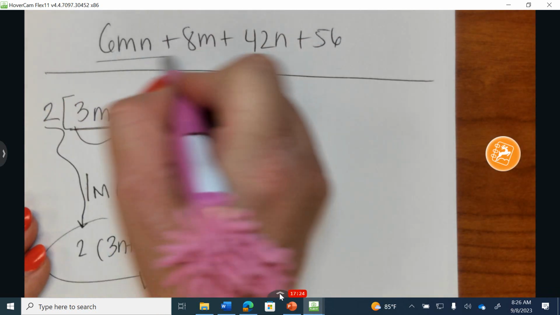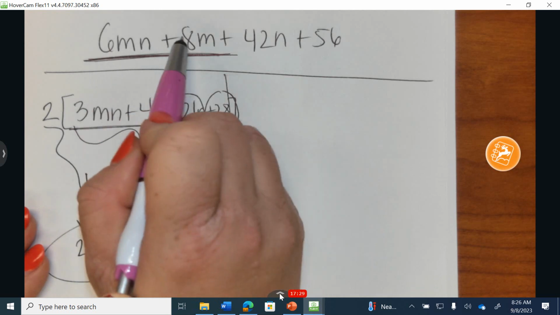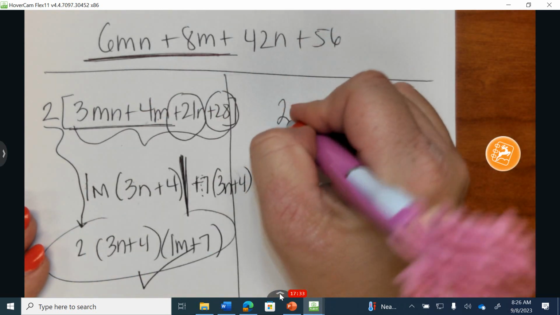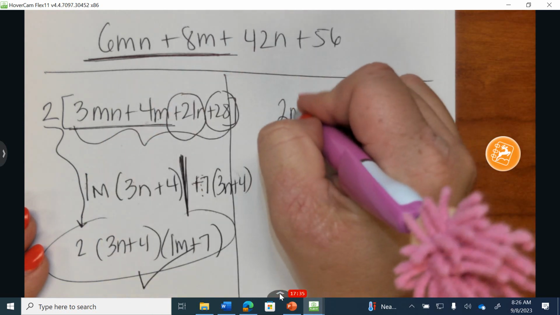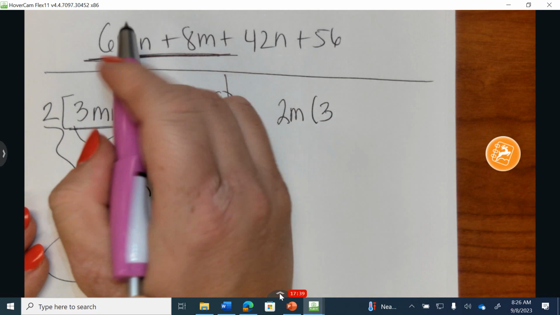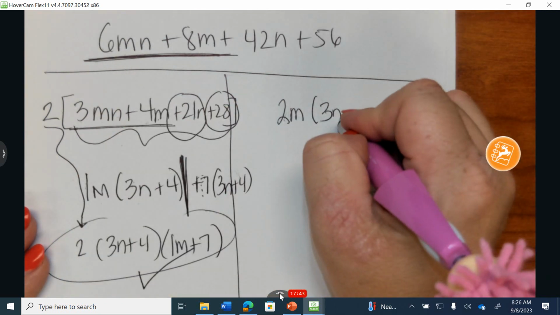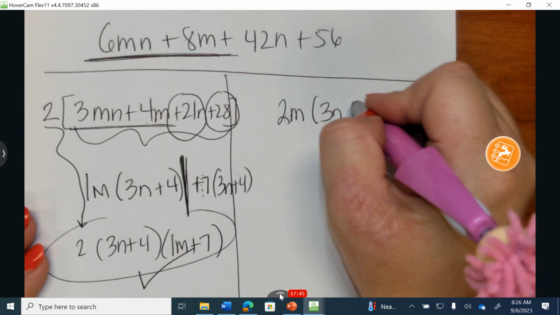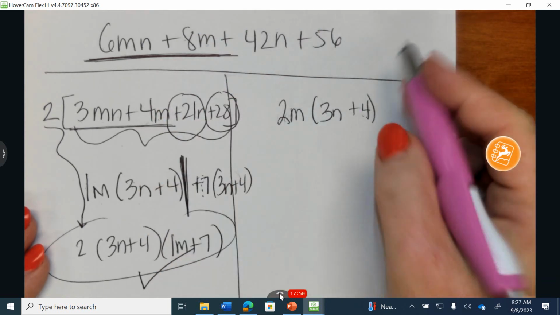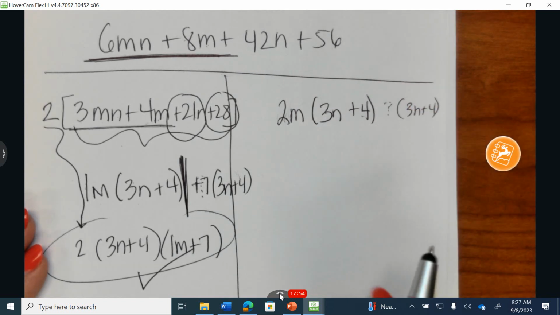You were just watching still. I look up here and I ask myself, what can I factor out? So what's the largest number that comes out of 6 and also out of 8? That's going to be a 2. And I can also pull out an m. 2 times what is 6? I need a 6mn. Well, I have a 6m. I'm missing the n. 2 times what is 8? And I need an m. Okay, there is 8m. 3n plus 4 with a question mark.